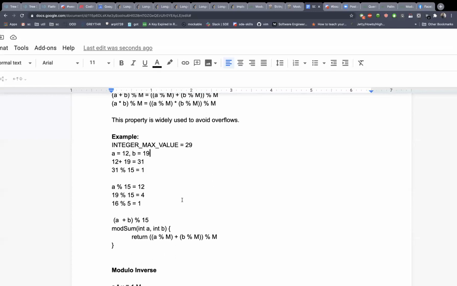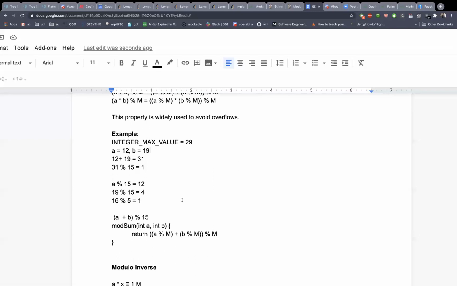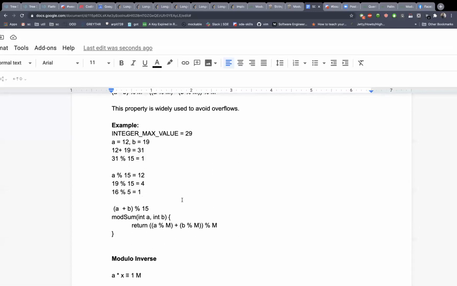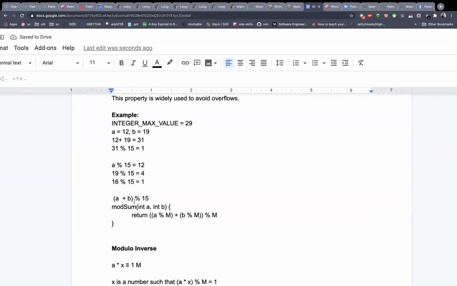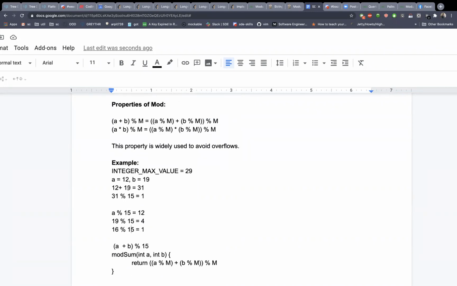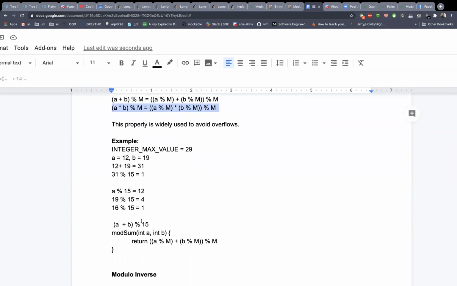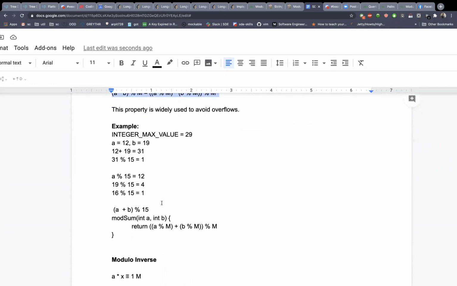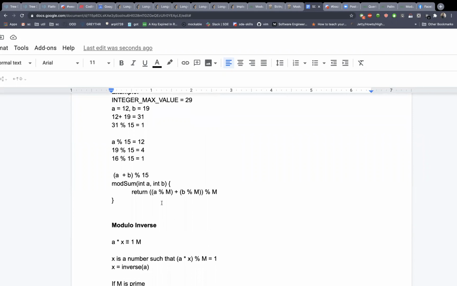Does it sound convincing? Should it be 16 mod 5 or 16 mod 15? 16 mod 15. Sorry, it's 16 mod 15. All right, thank you. Yeah. So that's the use of this property. The same thing goes for multiplication as well. You can just take some numbers and find an example. So I hope that's clear to everyone.